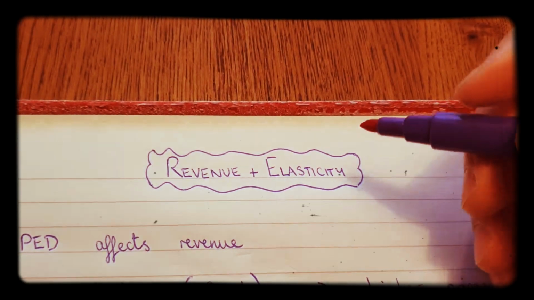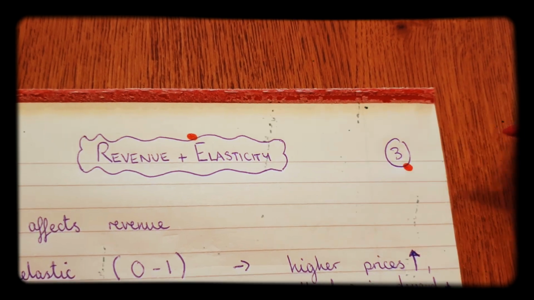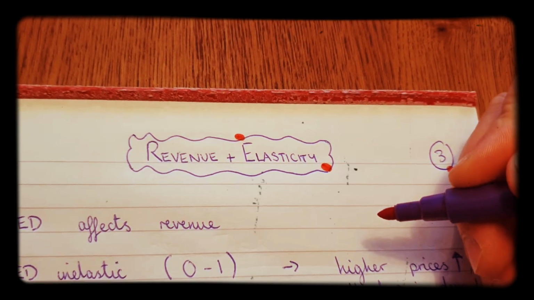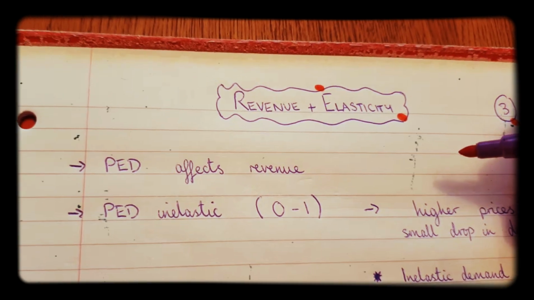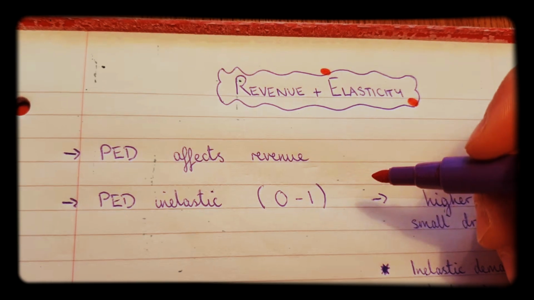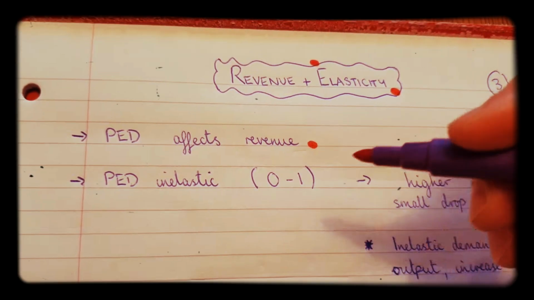In this video, we're going to be looking at revenue as we did in the last video. This is video number 3, but we're going to be relating it to the topic of elasticity. Okay? So first of all to notice is that the PED, the price elasticity of demand, affects the revenue quite a lot. Okay? So I'm going to give you 2 examples.